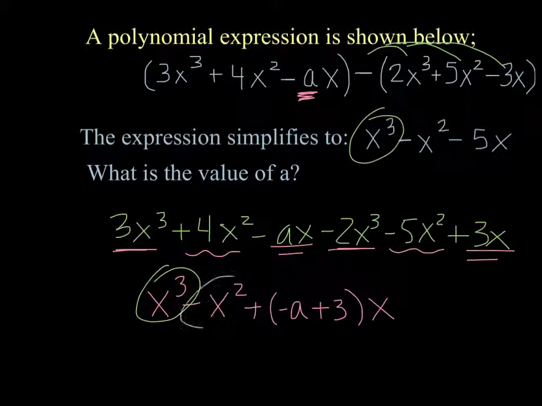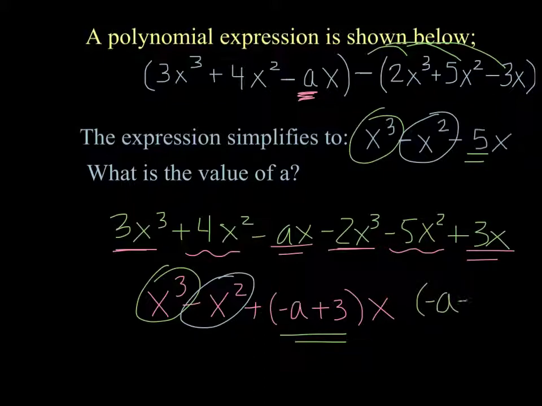And then this term goes with this. So we have to match up this with the negative 5. So basically, negative a minus 3 equals negative 5. So that I'm going to add 3 to get negative 2. And now I find that a is 2.